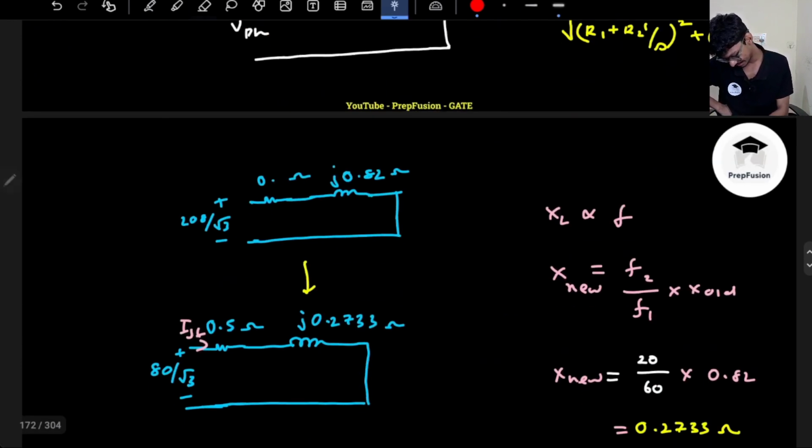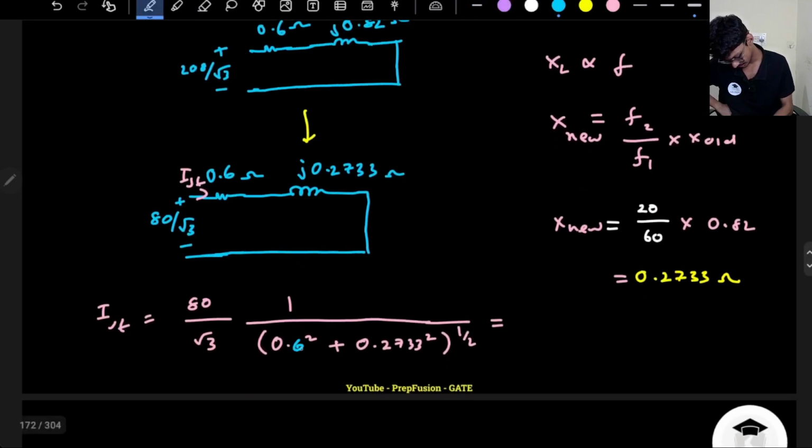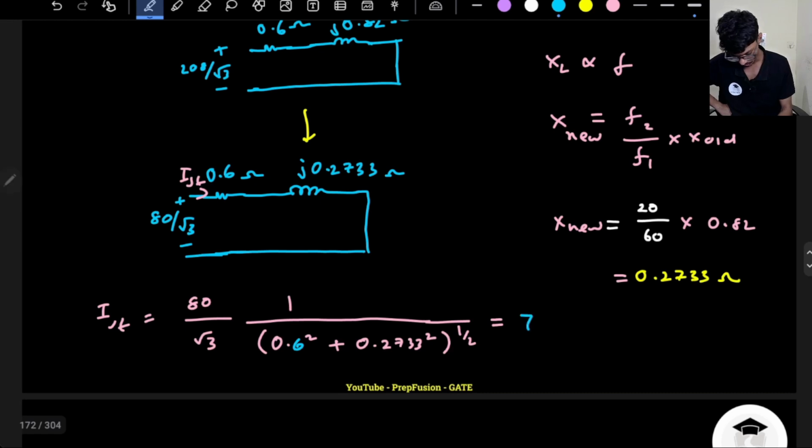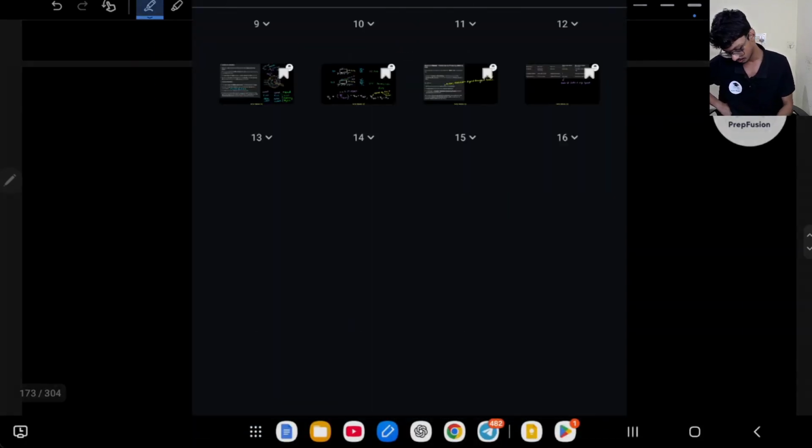Sorry. That's what happens when you have bad handwriting. Okay, so this is 0.6. So 0.6 whole square plus 0.2733 whole square whole under root, into root 3, this into 80. So this comes out to be 70.05 amperes, and this will be your answer, the starting current for this question. Okay, let's now move on to the next one.